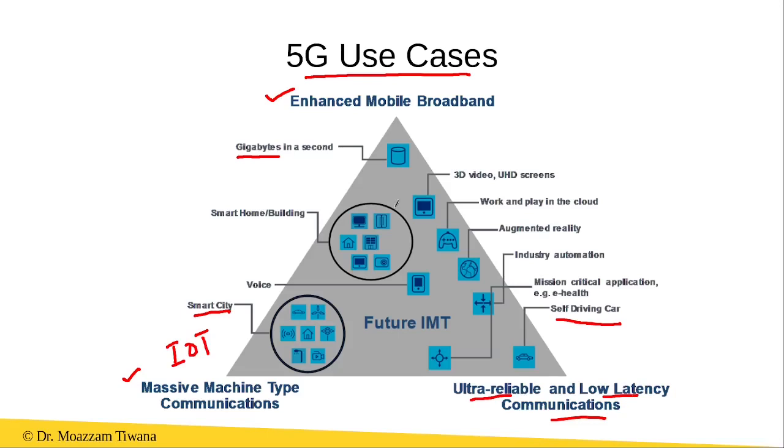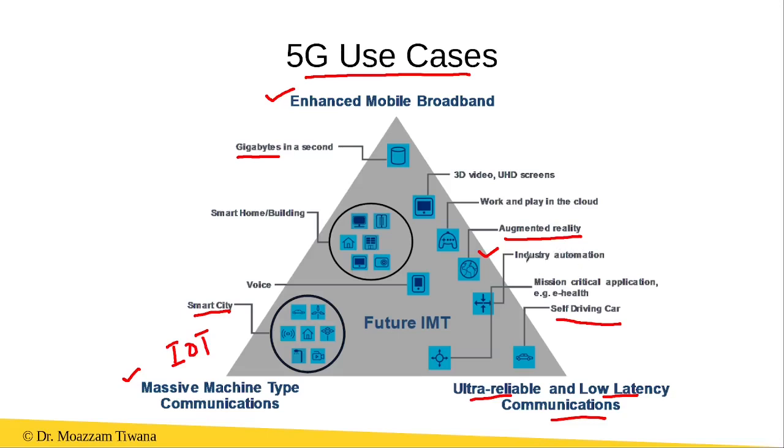Now, using a combination of these use cases, you can have many different applications. For example, in the case of the application of the augmented reality, you not only need the higher data rate, but you also need an ultra reliable and low latency link between the augmented reality devices. That is why the augmented reality is a combination of the enhanced mobile broadband and ultra reliable low latency communication use cases, and that is why it is situated in the middle of these two use cases.